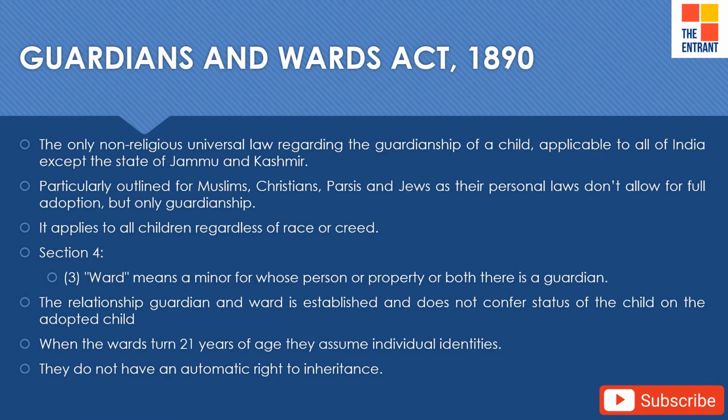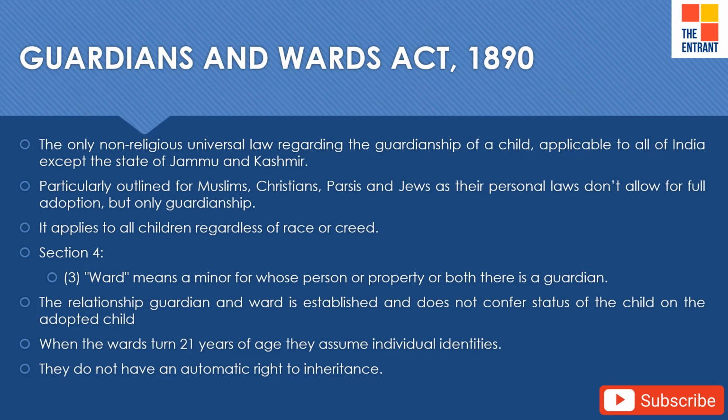The Guardians and Wards Act of 1890 is the only non-religious universal law regarding the guardianship of a child and is applicable to all of India except the state of Jammu and Kashmir. The Hindu Adoption and Maintenance Act was applicable solely to the Hindu society. There was a need for another law that was sensitive to the personal laws of other religions. This gave rise to the Guardians and Wards Act of 1890.